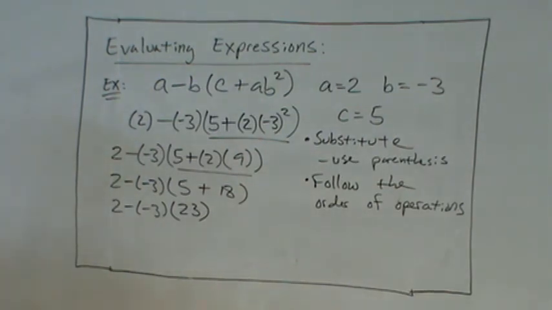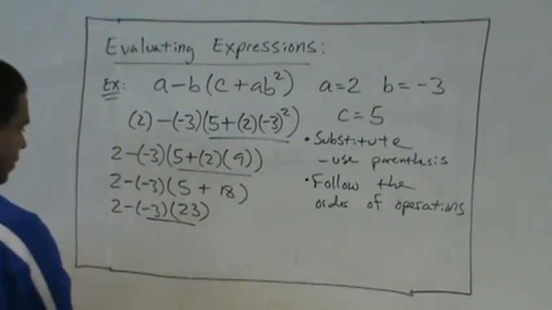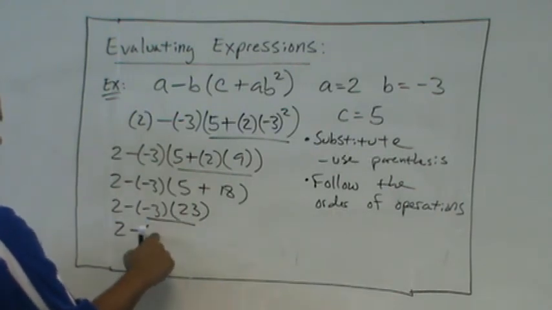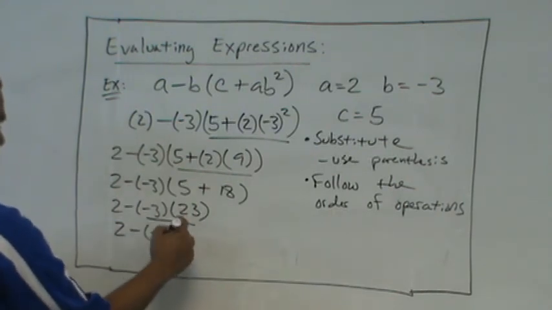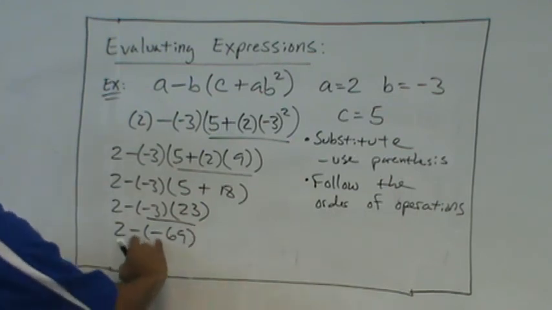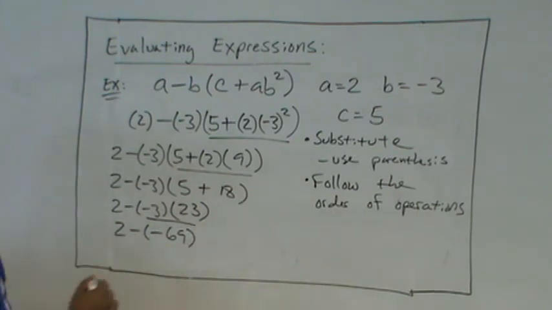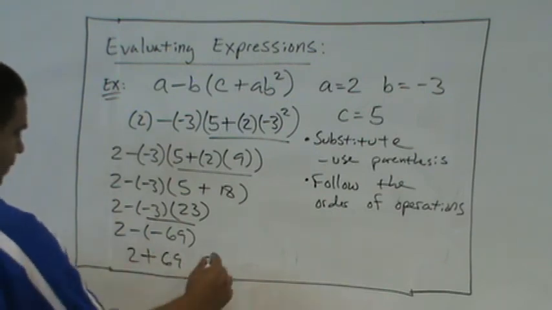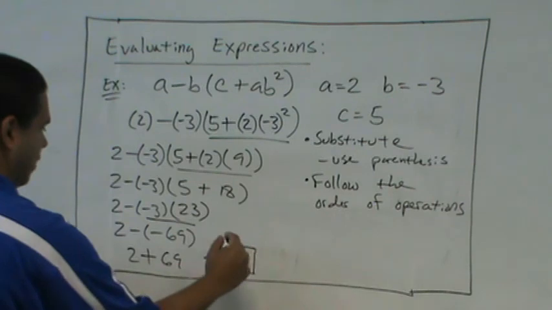Then what should we do next? Multiply. We would multiply, so we can take care of those. Negative times positive, negative. And two negatives make a positive. So what do we get? 71.